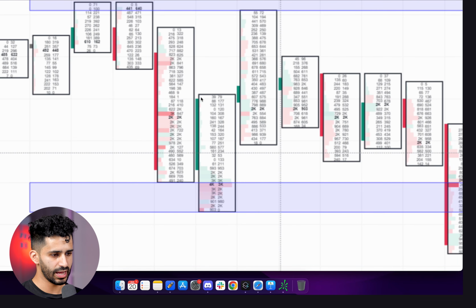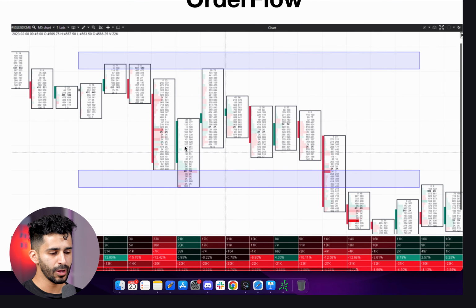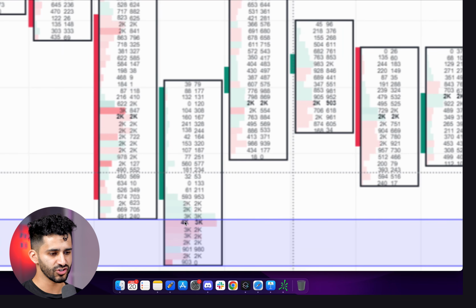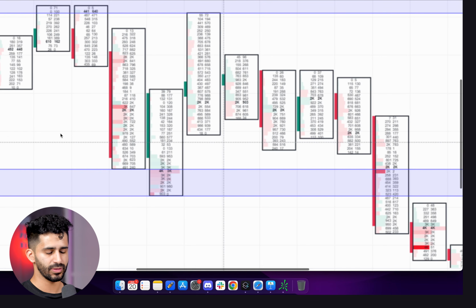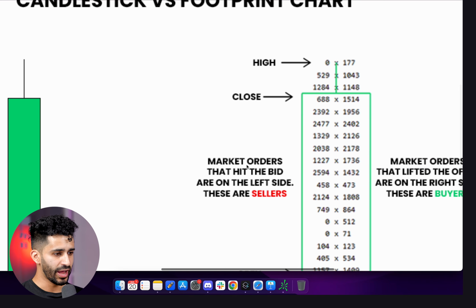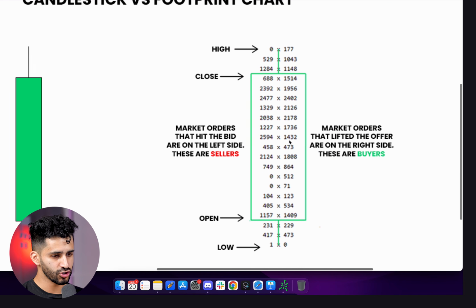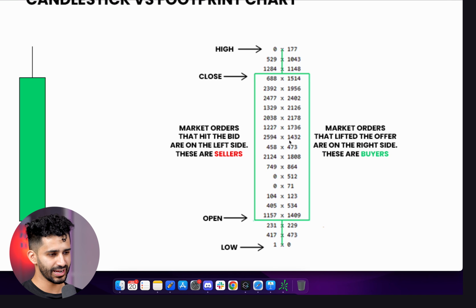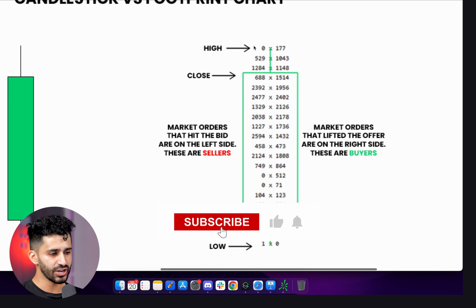Open, close, high, low. Same exact thing. But the footprint chart, as mentioned, has a story within the candle that we can read. This is what the footprint chart shows. Now let's dissect that. On the left side, you have all of the orders that were hit on the bid.